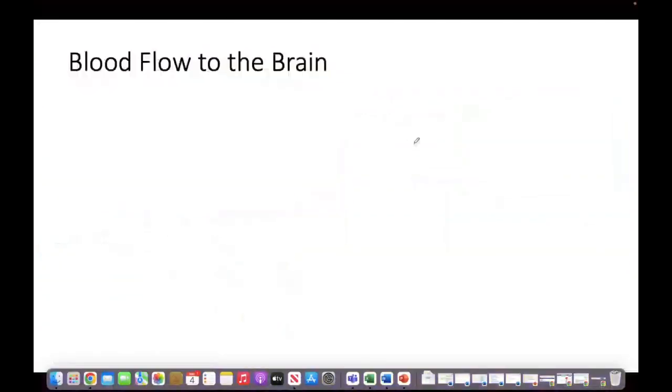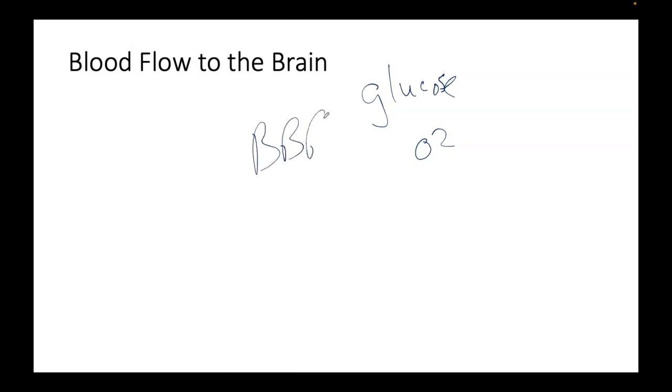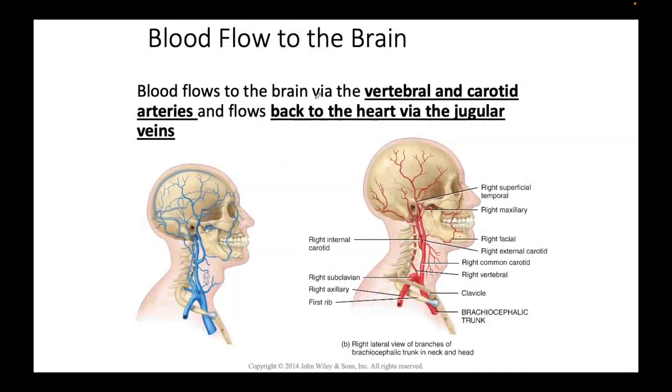Welcome back. Let's take a look at the blood flow to the brain. The brain is important, but it can only function if it's getting glucose, oxygen, and nutrients. So how do glucose, oxygen, and all the nutrients get up to the brain? Remember, we have the blood-brain barrier, which is the astrocytes, very important. Blood flows to the brain from major vessels that come off the heart, right?